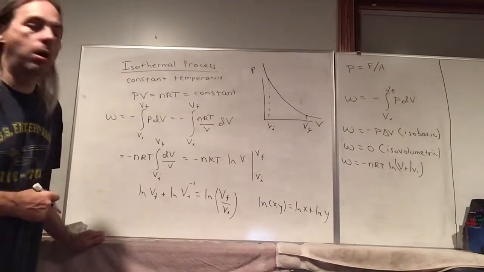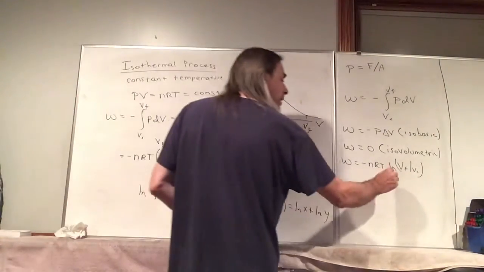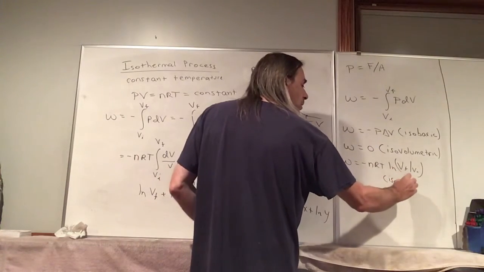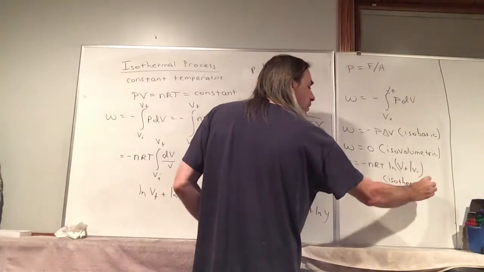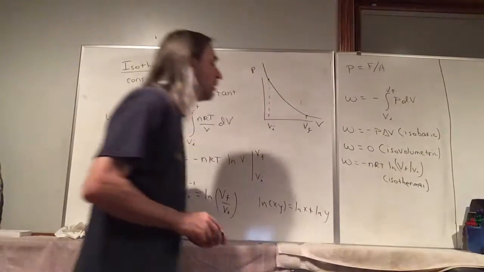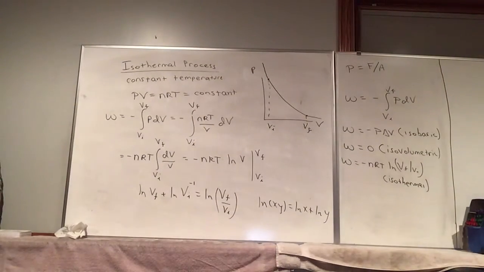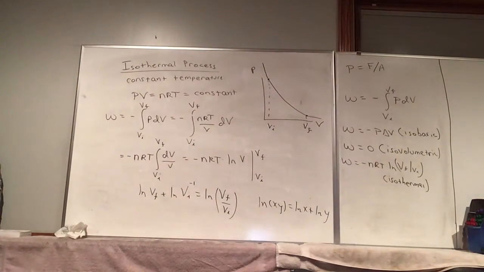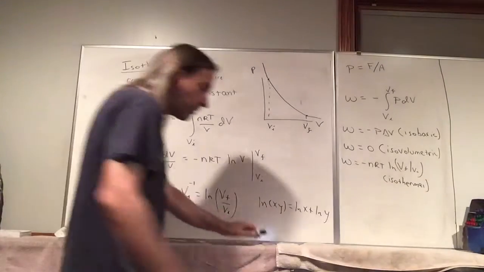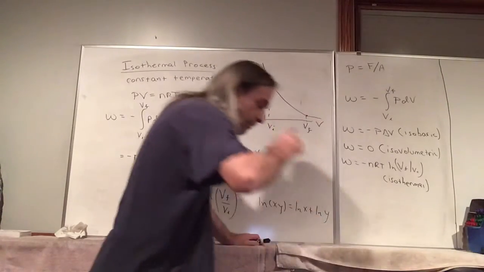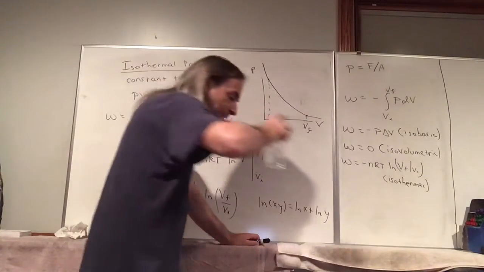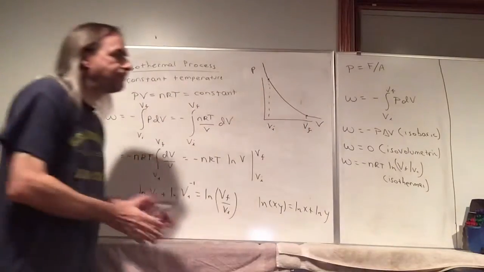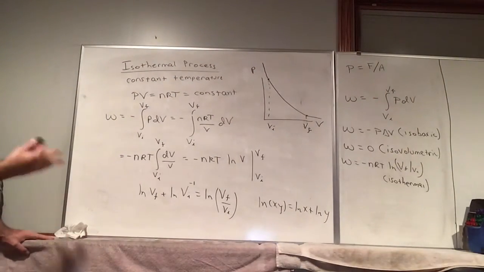And this is for an isothermal process. So, again, another kind of special process. We have isobaric, isovolumetric, and isothermal. All right. There's one more type of process that's important that we give a name to.